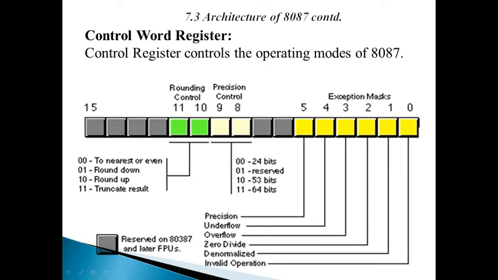Let us continue with the control word. Precision control sets the precision of the result, whether it should be short, long, or temporary. If the precision control bits give the combination 00, it is single precision; 01 is reserved for the higher versions; 10 is double precision; and 11 is extended precision, that is a temporary real format.